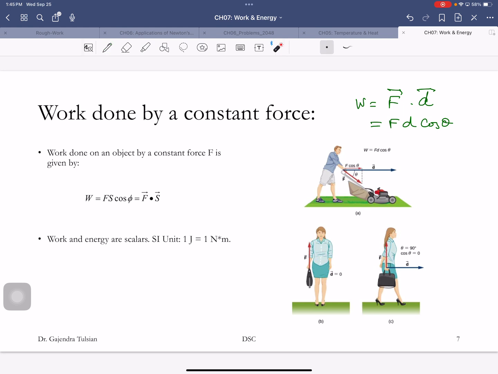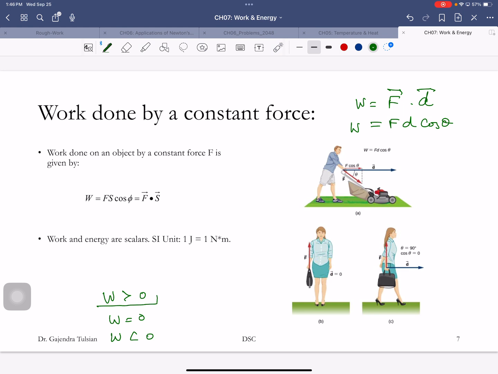Now notice a couple of things about this formula. That's the magnitude of the force, that's positive. That's the magnitude of the displacement vector, that's positive. Cosine theta, on the other hand, this guy can be positive, negative, or zero. So for acute angles, that is positive. For 90 degrees, that's zero. For obtuse angles, that's negative. So you can do positive work, you can do zero work, or you can do negative work.